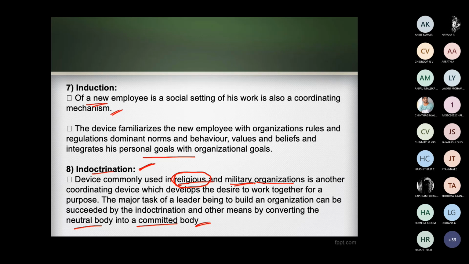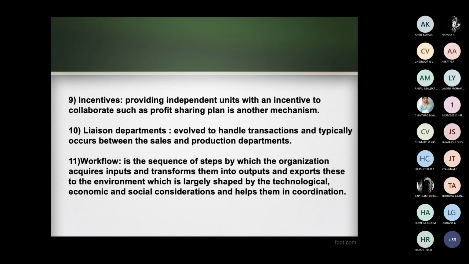This is known as indoctrination, that is, a neutral body has to be converted into a committed body. A person who does not fit that organization has to be converted in such a way that he becomes a good employee of that organization. That is known as indoctrination.